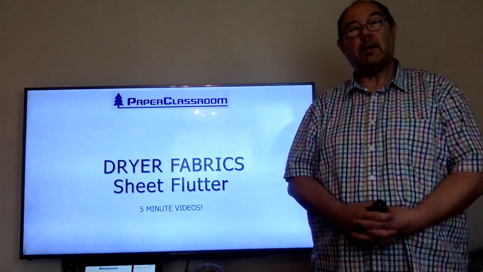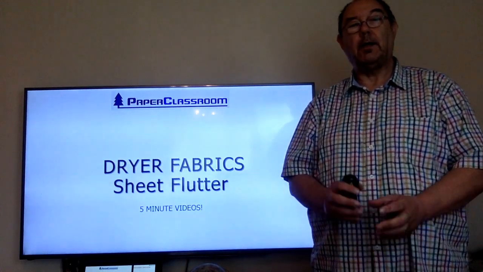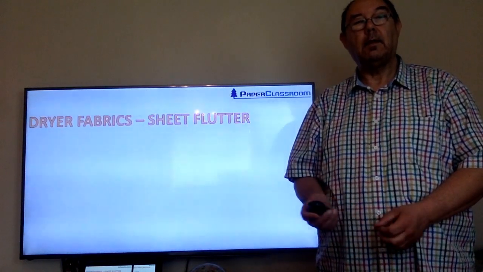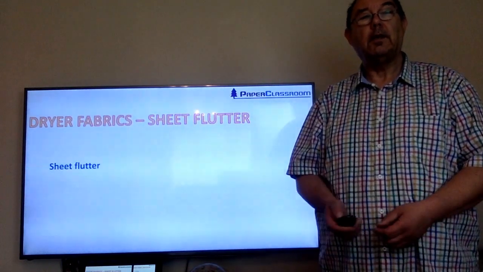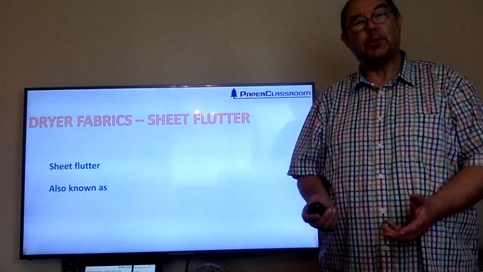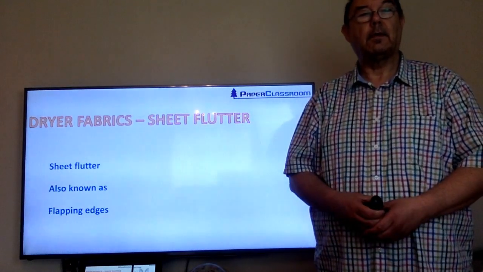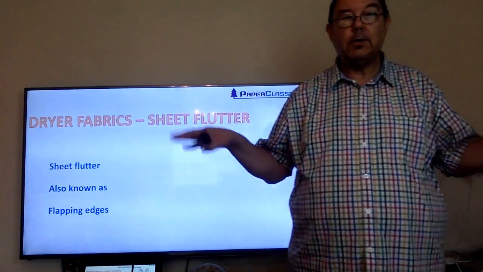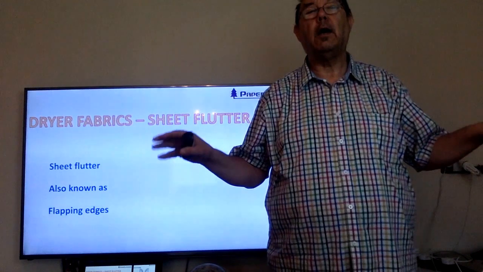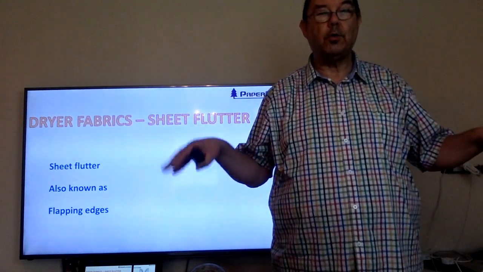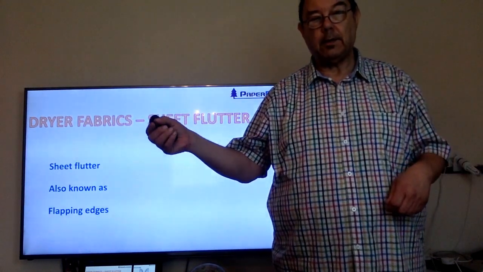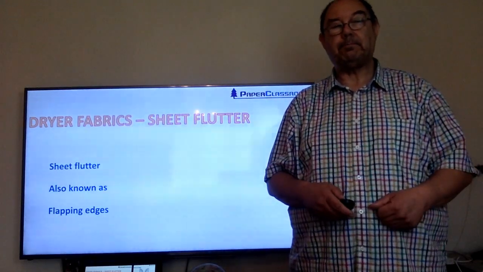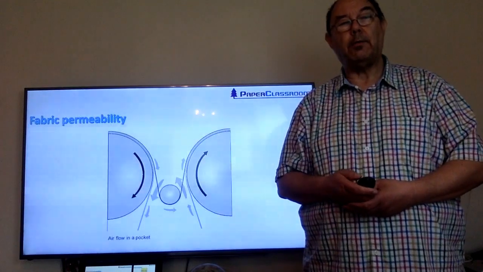Today we're going to be talking about dry fabrics and particularly sheet flutter. So what is sheet flutter? Sheet flutter, also known as flapping edges, means that the edges of the paper tend to flap and wobble around, and when that happens, if it flaps too radically, then you'll get an edge crack and then it will tear straight across the sheet and you've got a sheet break. So how does that come around?